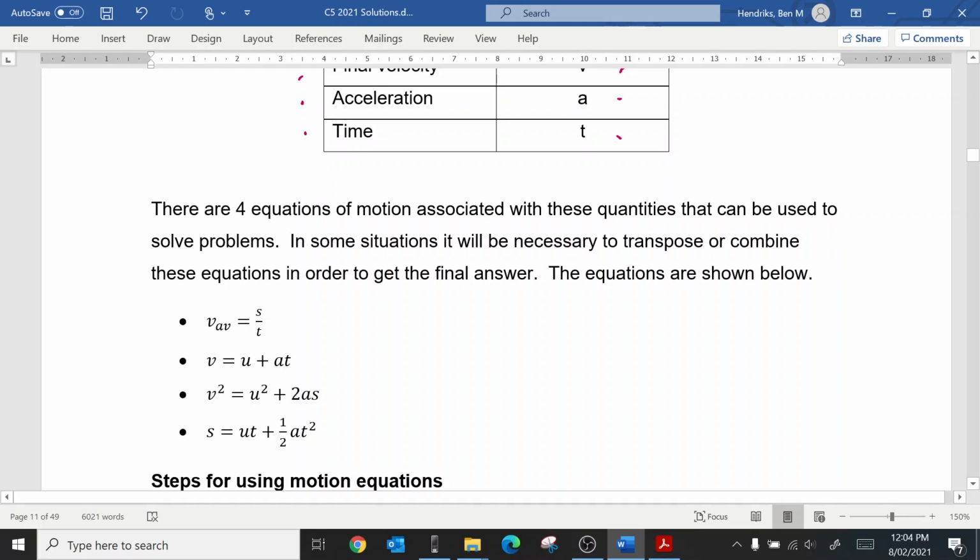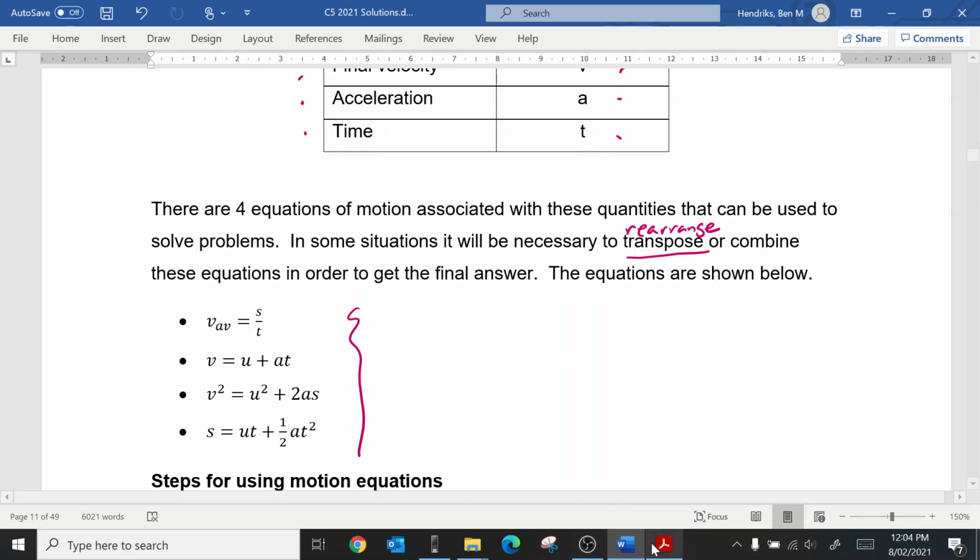In some situations, it will be necessary to transpose or combine these equations in order to get the final answer. So transpose means rearrange the equations, so make another one of these variables the subject, or combine these equations in order to get the final answer. The equations are shown below there.